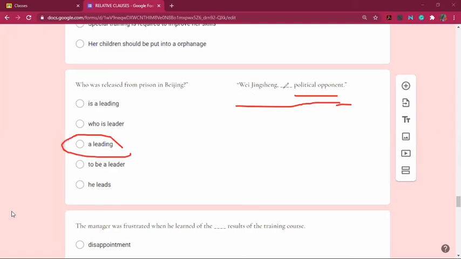Wei Jing Sheng, a leading political opponent. Is it Wei Jing Sheng is the leading political opponent? Because we have a comma here. Yes. Okay. So this is not a sentence. That's what I mean. It is just a short phrase, not a sentence.